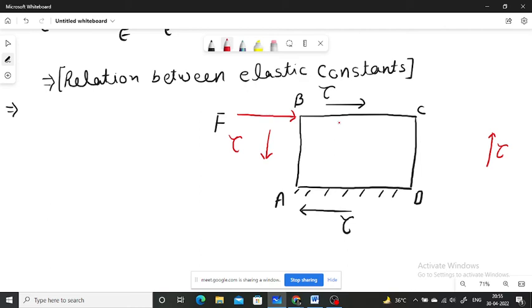Due to the shearing force, the cube is distorted to AB'C'D. B point is displaced to the B' point, and C point is displaced to C' point. Here, this angle is phi, which is also known as shear strain. Okay.